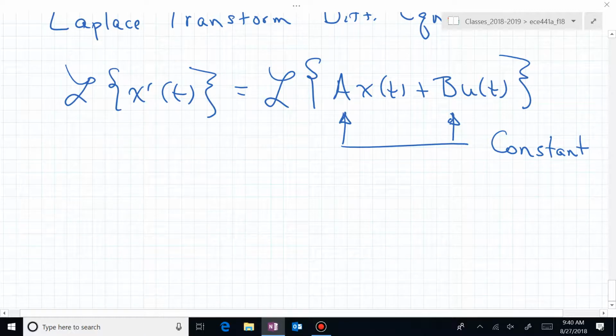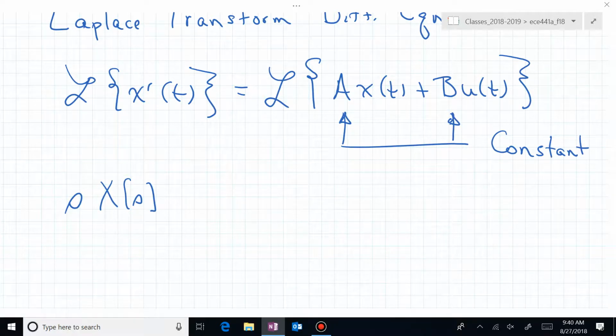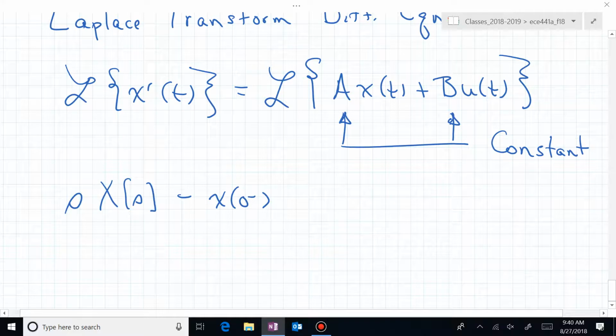Initial condition, right? So now we have s times X of s, and that X of s is a vector. It's the Laplace transform of x sub 1 of t, which is capital X sub 1 of s, stacked on top of capital X sub 2 of s. And we have minus x of 0 minus. This is time t equals 0 minus. And the initial condition is a vector.